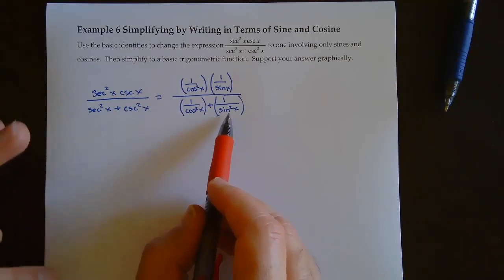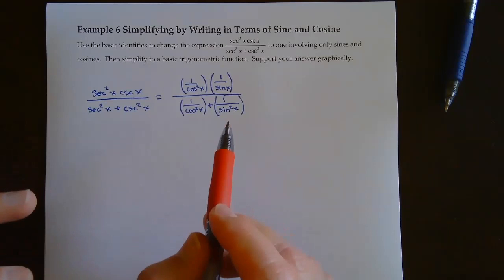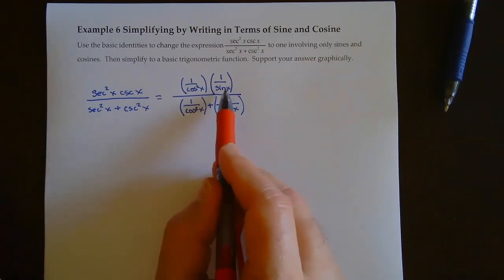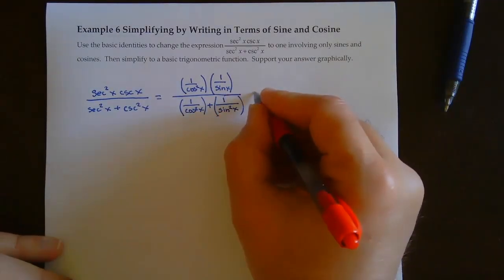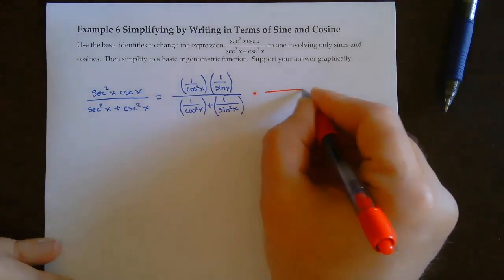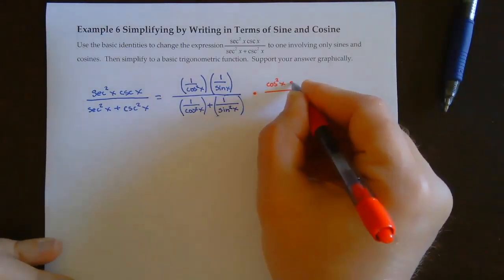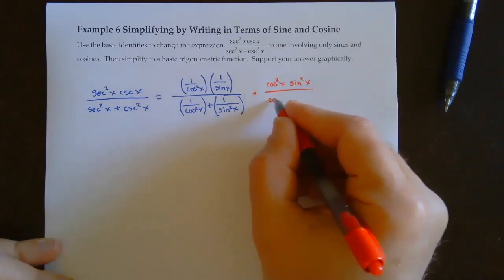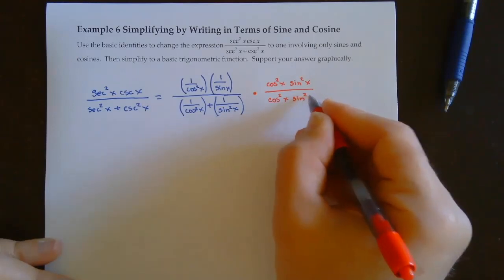So what I want to multiply top and bottom by is cosine squared x times sine squared x, because a sine squared x will take care of a sine squared x, and it will also at the same time take care of the sine x, okay? So I'm going to multiply by cosine squared x sine squared x over cosine squared x sine squared x.